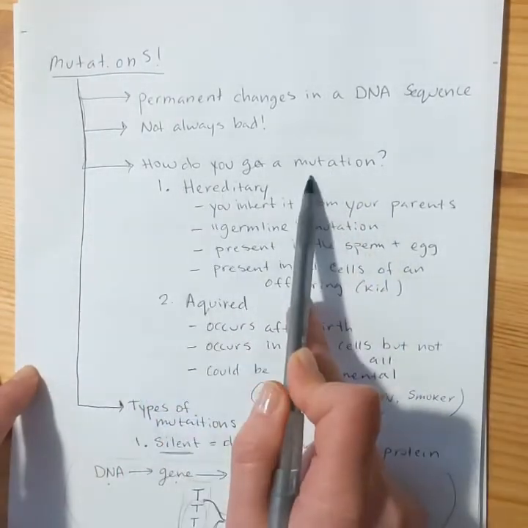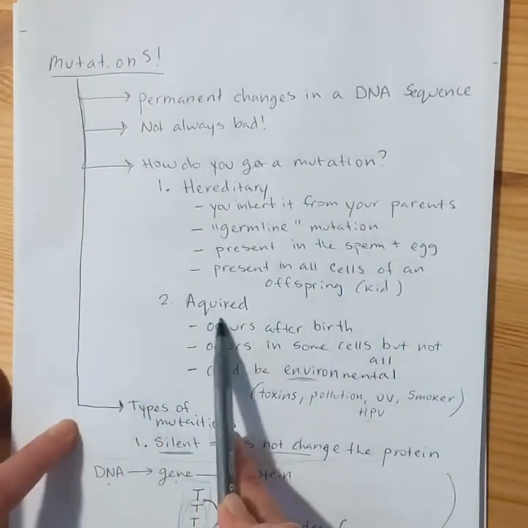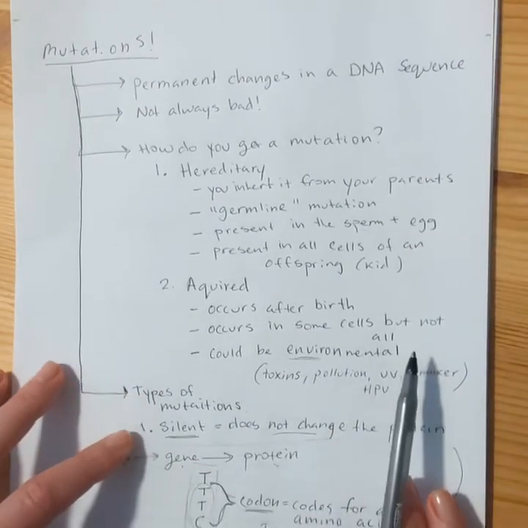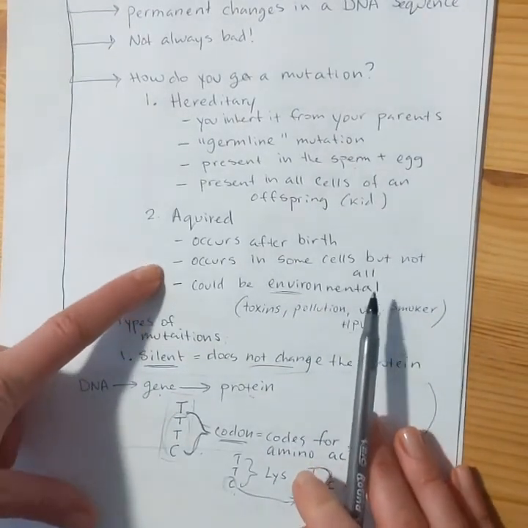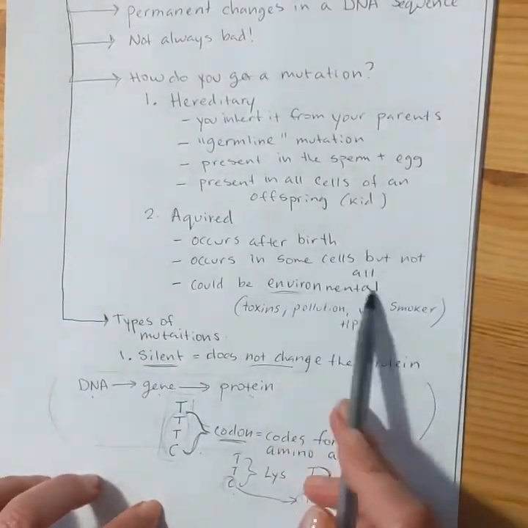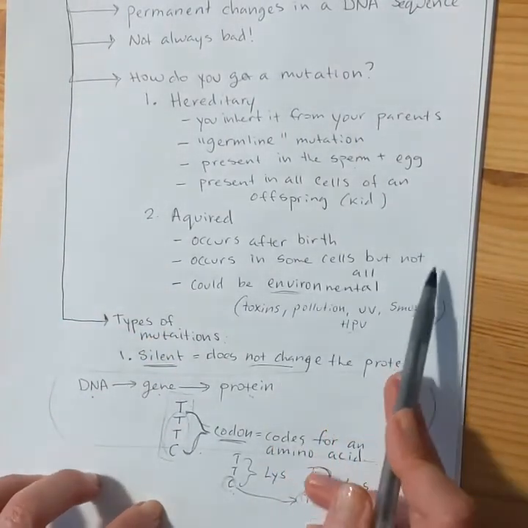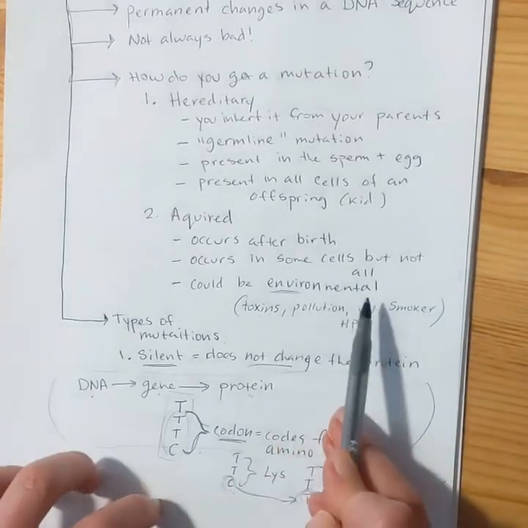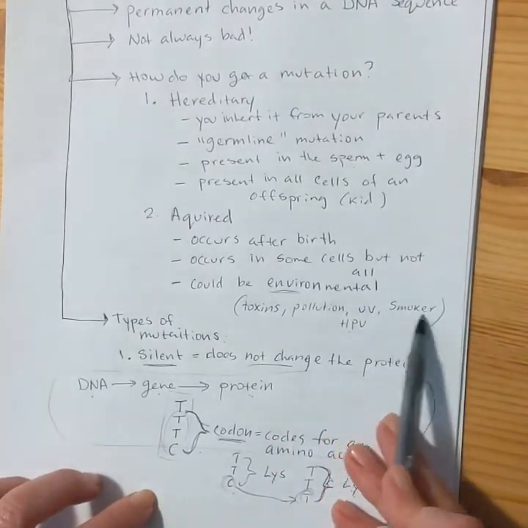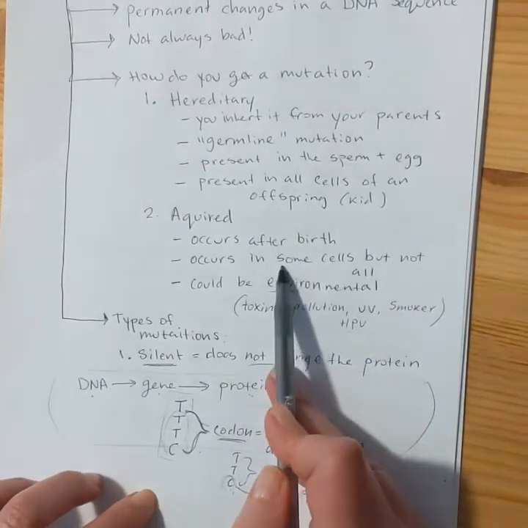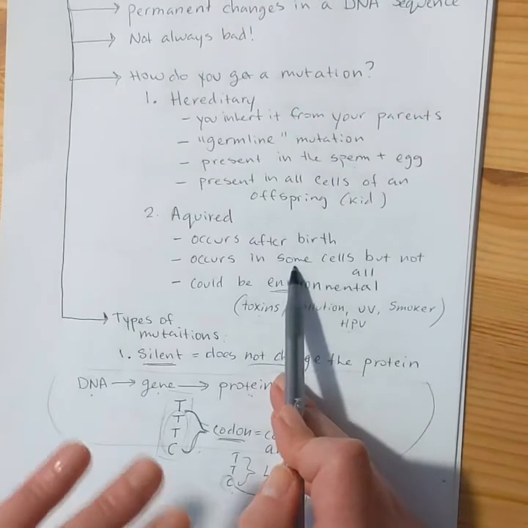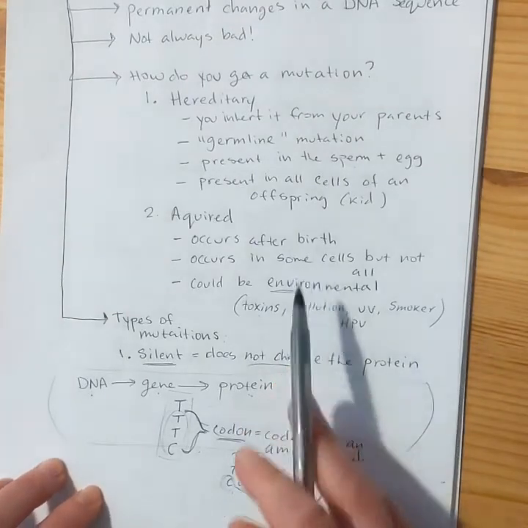The other way you can get a mutation is if you acquire it after birth. If you acquire it after birth, it's not in all of your cells, it's in some of your cells. And it's usually caused by environmental factors. An example would be inhaling pollution, eating toxins, being a smoker. If I was a smoker, my mutation would occur in my lungs and upper respiratory tract. So it's in some of my cells, but not all of my cells.